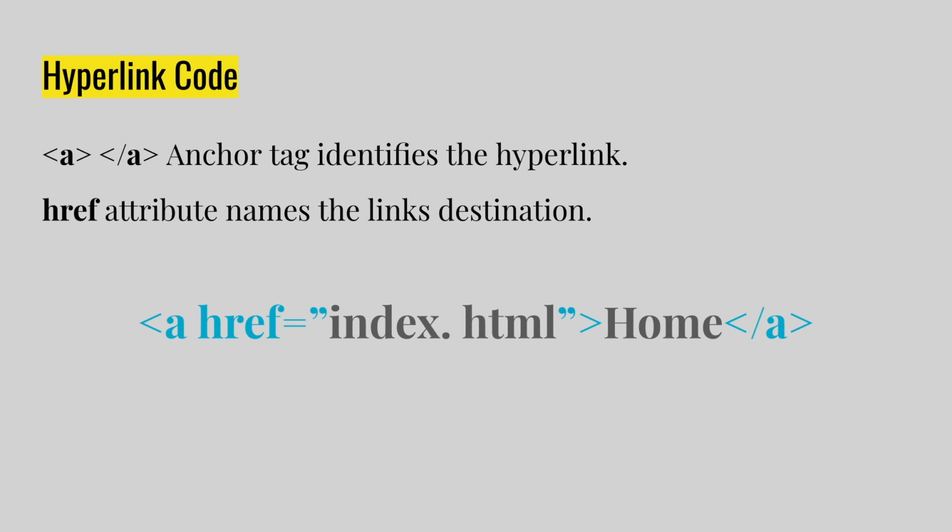So here's your anchor tag, and then you have a space, and then you're going to type in href. This one is saying for my index HTML file, it's going to have "home" on my page. That's what's going to be on my page when you click on my home button or my home text. It will take you to the index HTML page. I'm going to show you a few more examples.